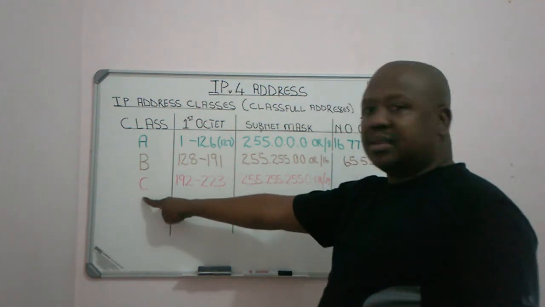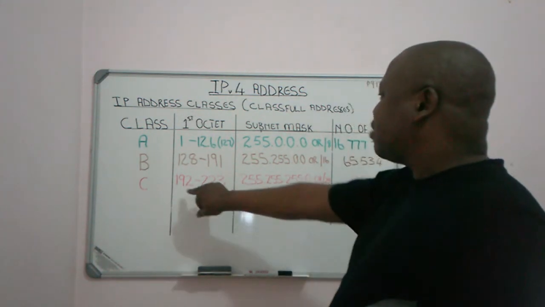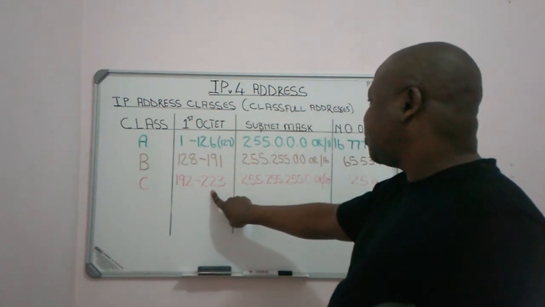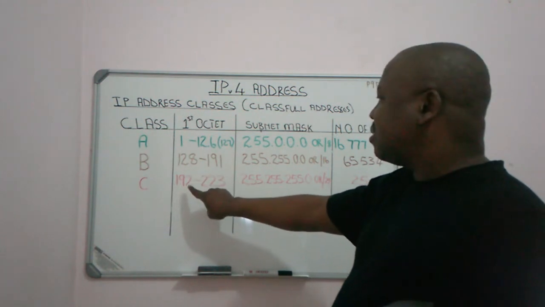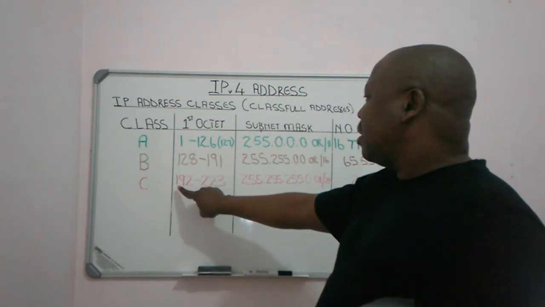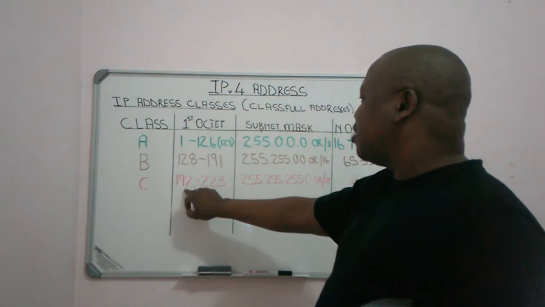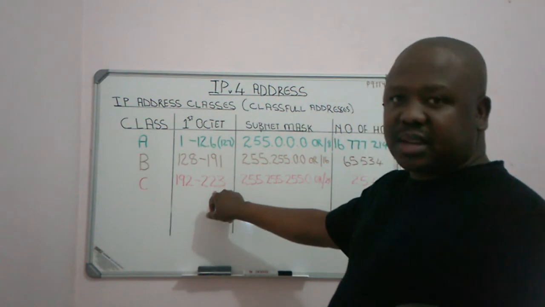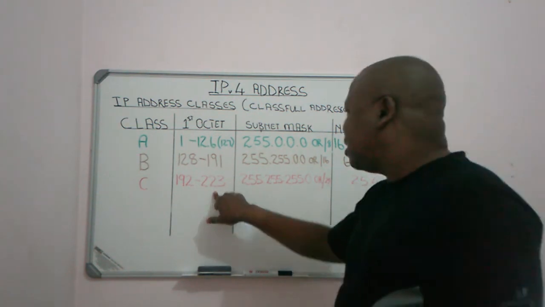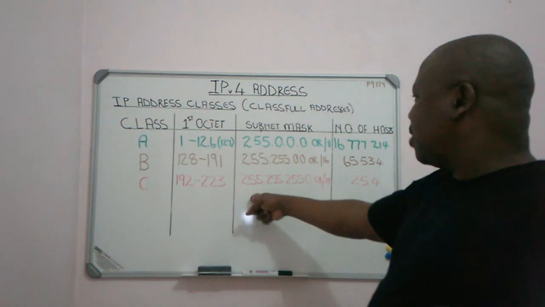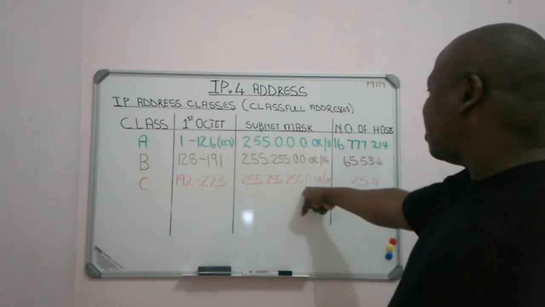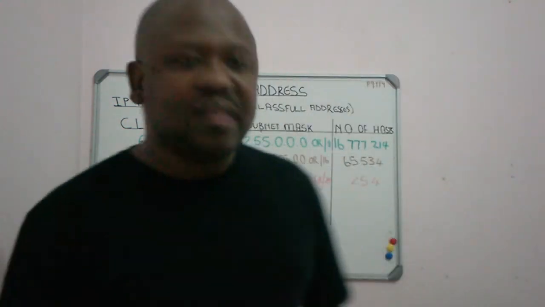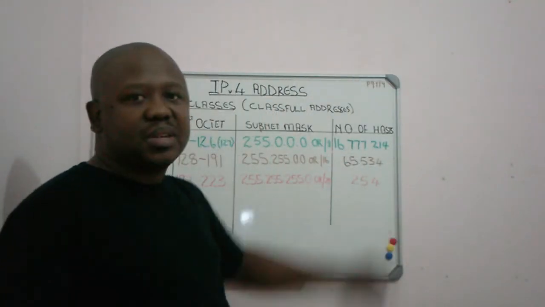Lastly, we have class C. Class C, the first octet is 192 to 223. If you see an address with the first octet being 192 or anything between 192 and 223, then we know that it is a class C. And the subnet mask for class C is 255.255.255.0 or /24. And it accommodates 254 hosts.